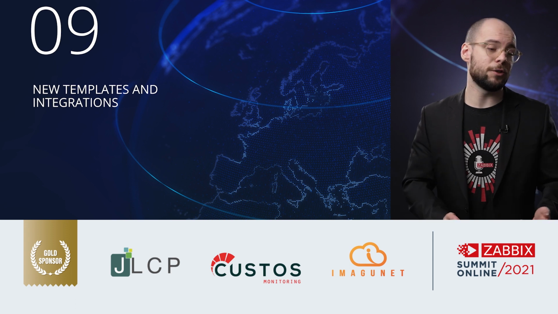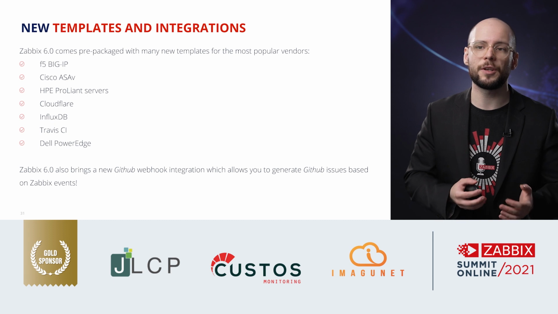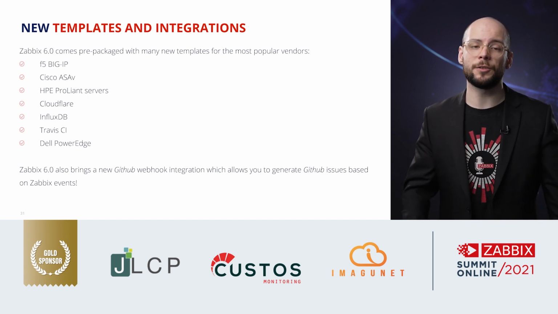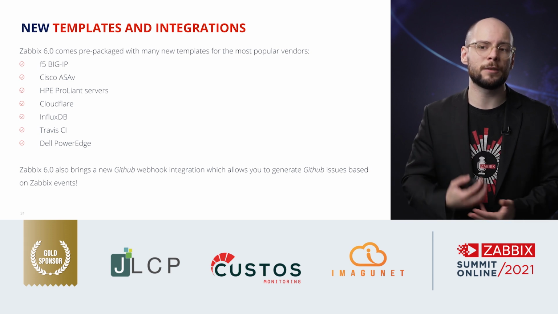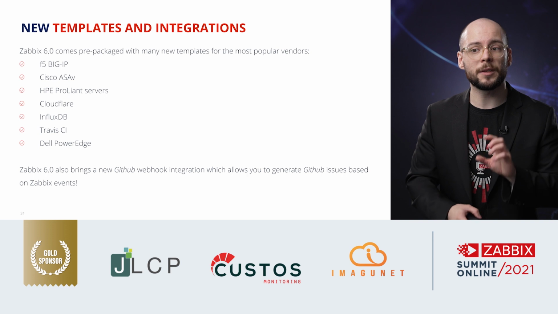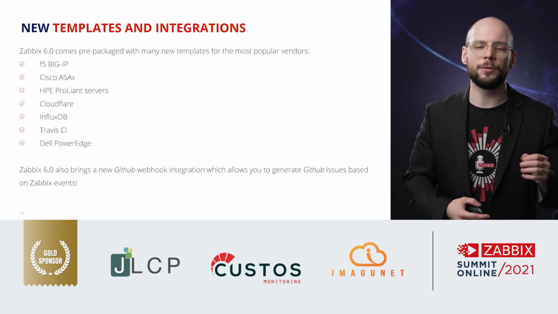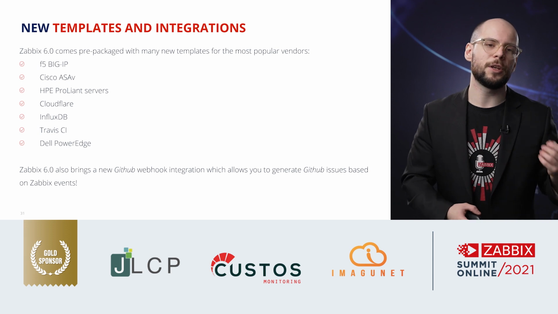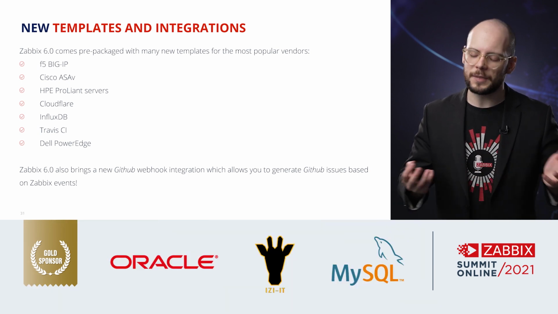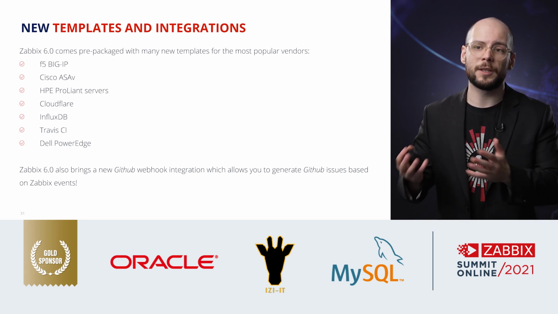New templates and integrations. Just as I mentioned initially, a bunch of new templates and integrations for the most popular vendors out there based on your votes and requests, such as F5, Cisco, Cloudflare, InfluxDB, and also a new webhook integration for GitHub. So now you'll be able to forward your events to GitHub and generate issues based on these events. So extremely useful for GitHub fans or for all of those that have these templates.